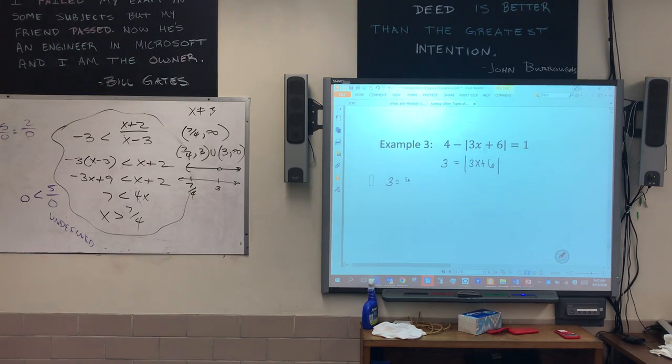So this one we're just going to say 3 is equal to 3x plus 6. That's the most obvious answer that people are going to get. A lot of times, every year I get 5, 6, 7 students that forget the rule, and they let the absolute value bars go away, and they get half the solutions. So your negative 3 is equal to 3x. X equals negative 1, right?